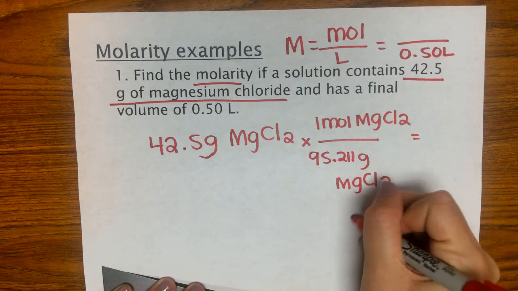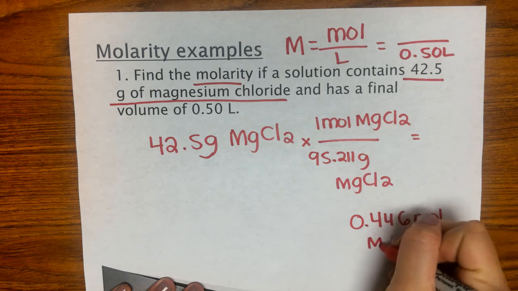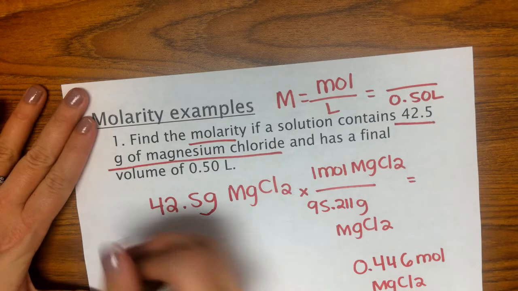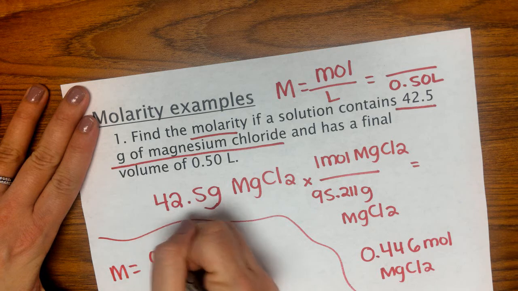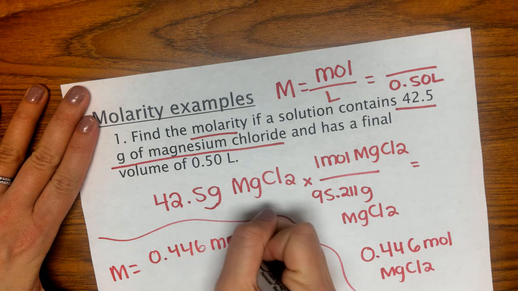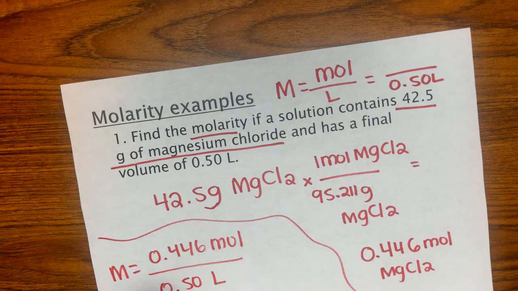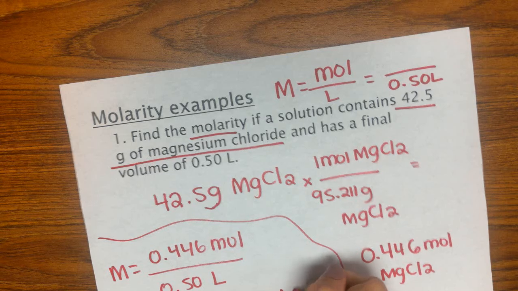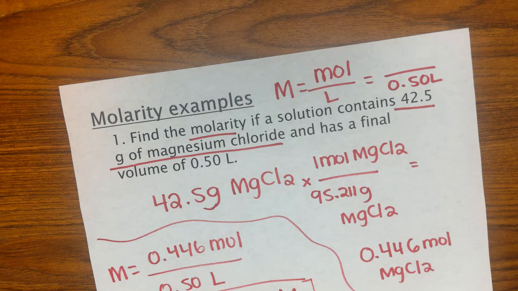So that is 0.446 moles of MgCl2. Now that I have my moles, I can plug it into the molarity equation, which I'm going to rewrite down here. Molarity equals moles over liters. So 0.446 moles over 0.50 liters. And that is 0.892 molarity. That's our final answer. Okay.